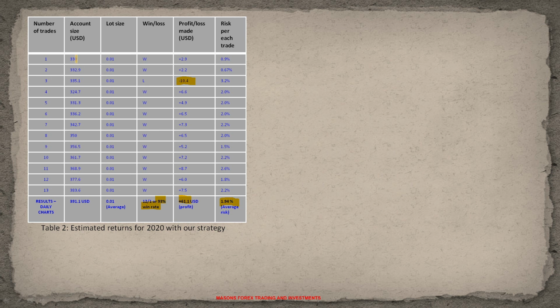So the $330 account is actually fair for 2020. You can see the risk is 3.2, which is fine. And you can see we grew the account from 330, we took it all the way to 391. So this is annually or 1 year, which is the year of 2020.